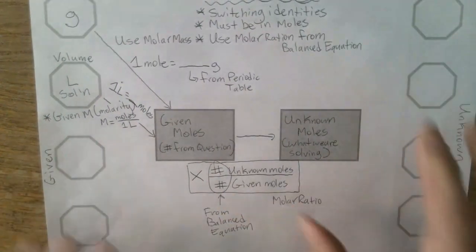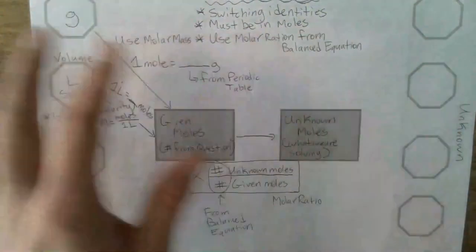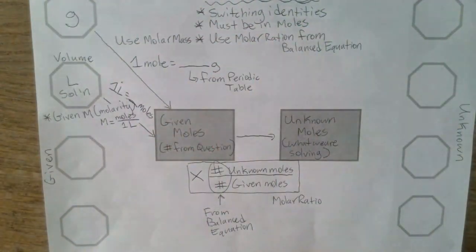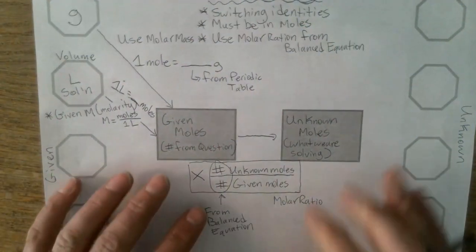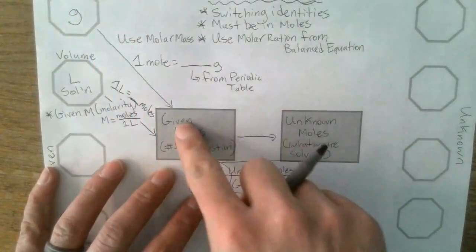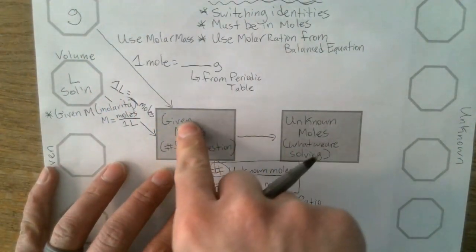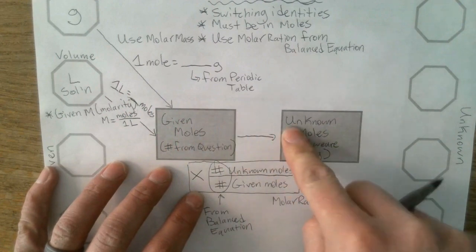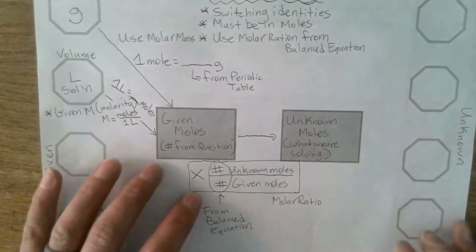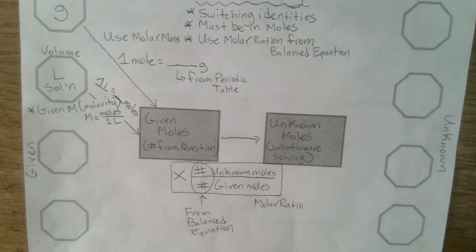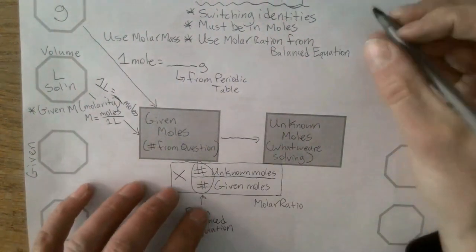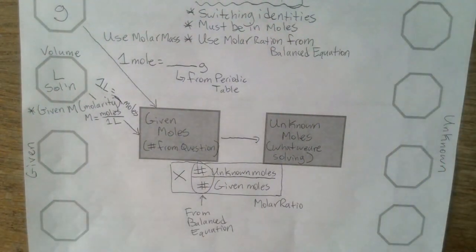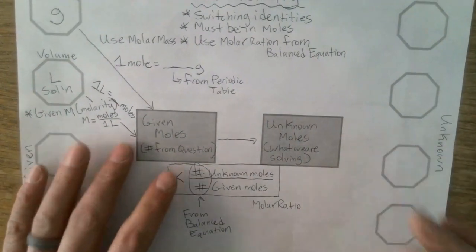Now, what's actually kind of cool about this is that both sides of this, you might notice, are mirrors of each other. So if we want to go from, let's say, grams to given moles, and then from given moles to unknown moles, and then let's say back to grams, okay, we can absolutely do that. And the process is going to be the exact same. And again, we just need to let the units drive our setup.